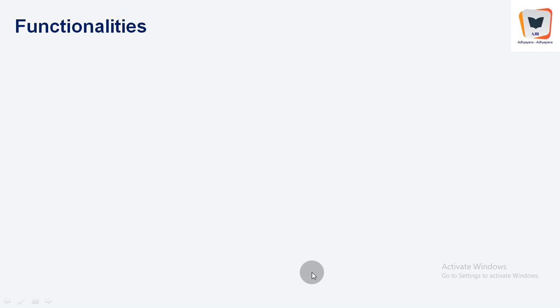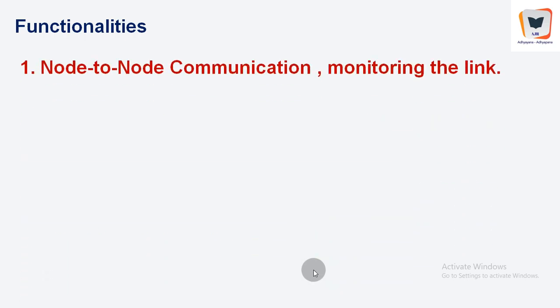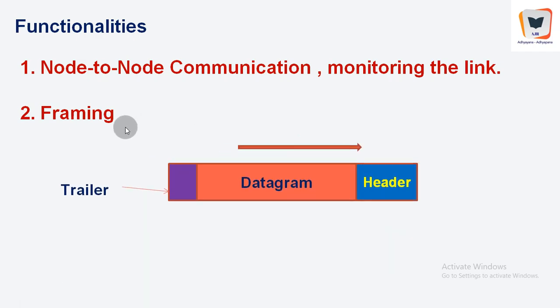Apart from this, there are well-defined functionalities attributed to the data link layer. As I said, the first functionality is node to node communication, and the data link layer has to monitor the link. Framing is the second task, and framing would simply mean putting the datagram of the network layer into some kind of a capsule, some kind of an encapsulation.